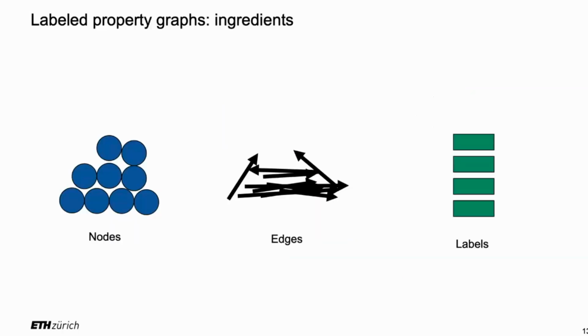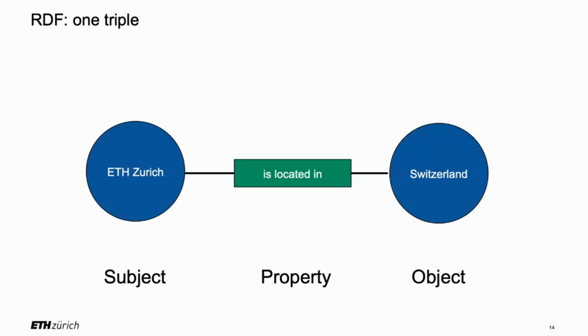So now, it means we just need these three ingredients: nodes, edges, and labels, and the labels are only on the edges. And the reason that this paradigm is called a triple store is that everything in there, just like in JSONiq, everything is a sequence of items. Here, everything is a triple with a subject, a property, and an object. You can think of them as basic English sentences with a subject, a verb, and an object. Like ETH Zurich is located in Switzerland.